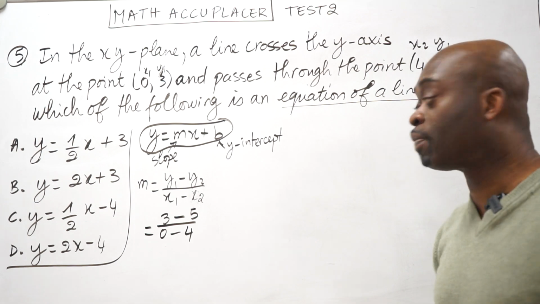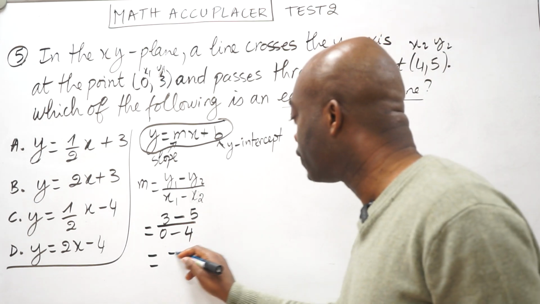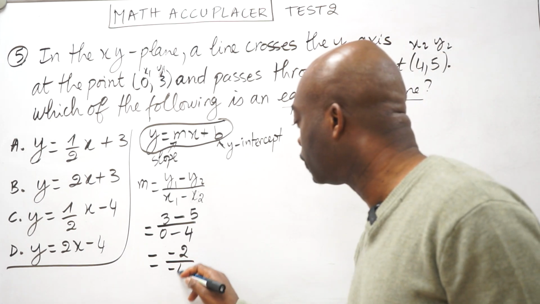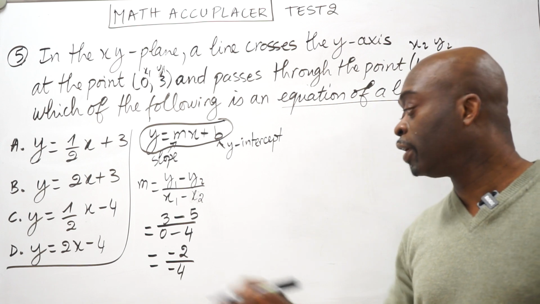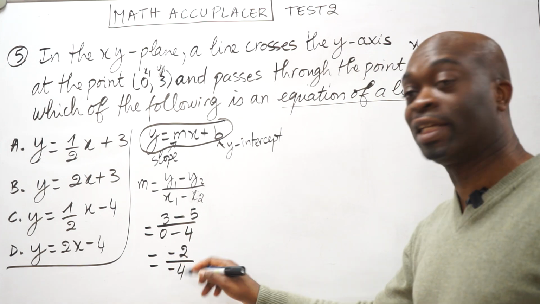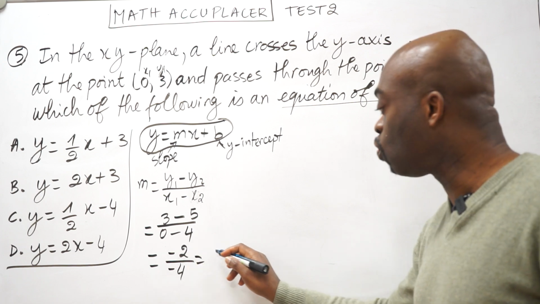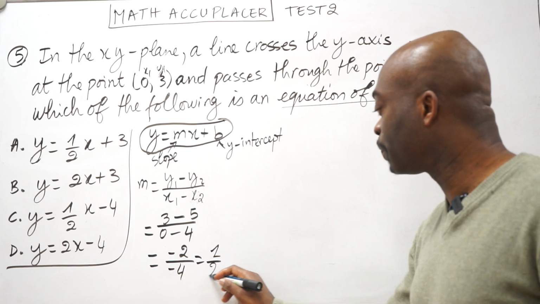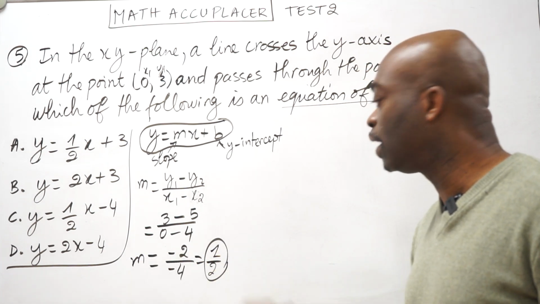Okay, so when we do the operations, what's happening here? 3 minus 5 is going to give us negative 2, over 0 minus 4, which is negative 4. Now, negative 2 divided by negative 4. Negative divided by negative is positive. 2 over 4, 2 can divide these two evenly. So 2 divided by 2 is 1, and 4 divided by 2 is 2. So the slope ends up being m equals a half.